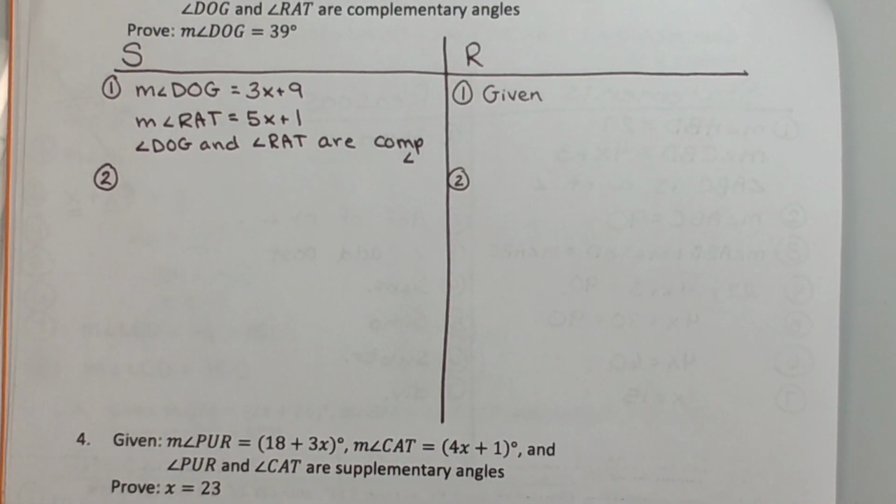99% of the time, if you're going to have a proof that does not have a picture to it, it's one of two things. Either it's already set up as algebra and you're just straight up solving. Or option two, it's going to have words that tell you what to do with it.